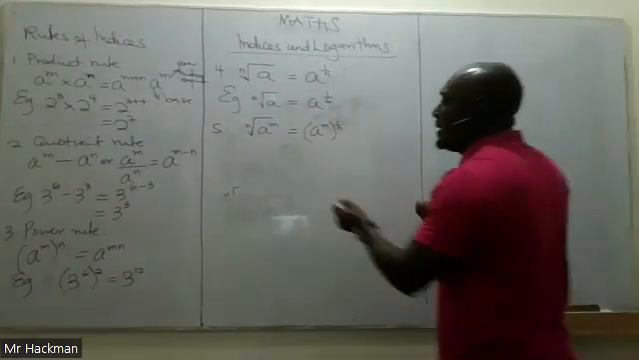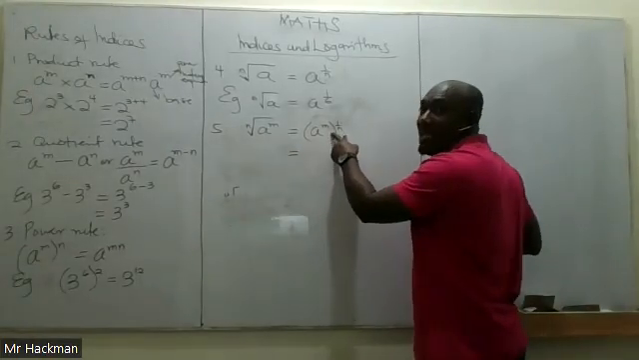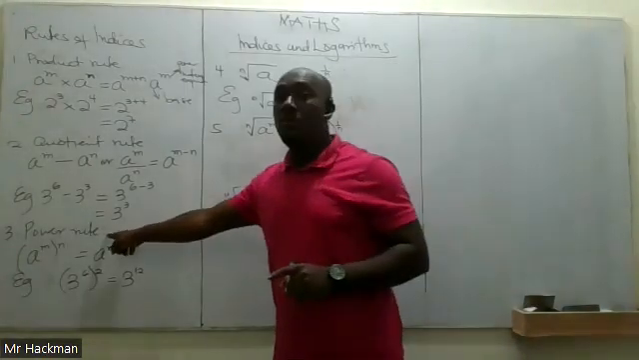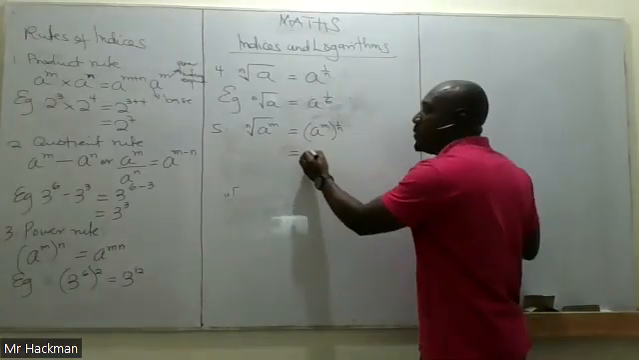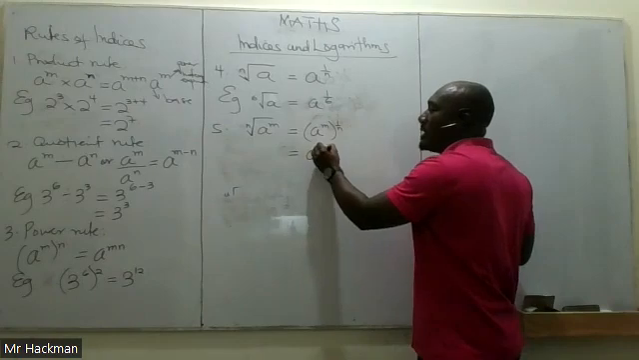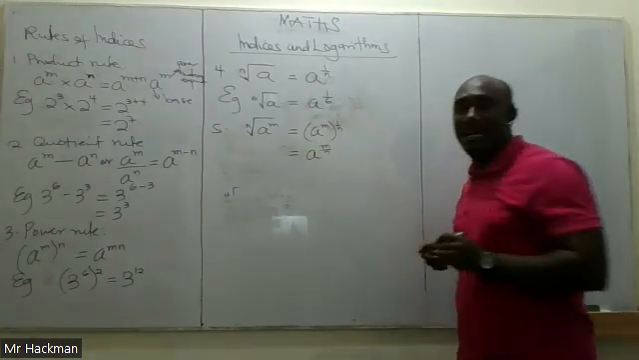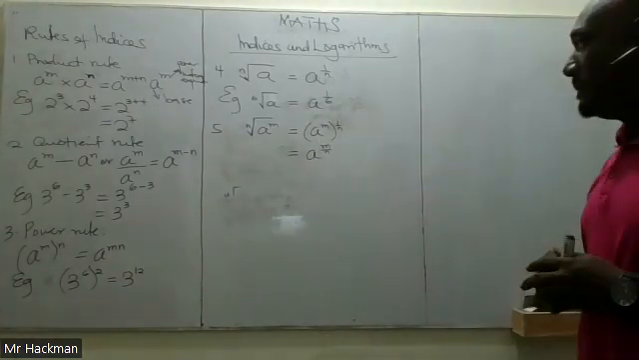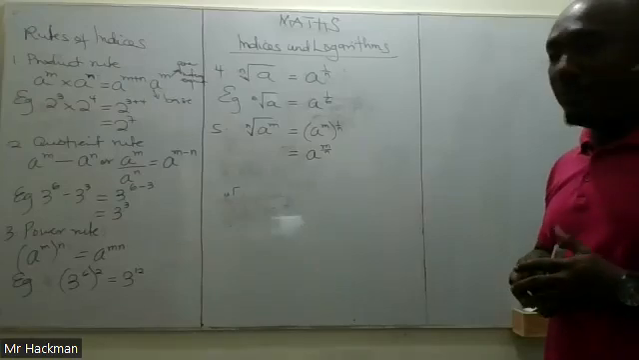So at this point, this has become the power rule. So I can say that this will now be equal to a to the power of m times 1 over n, which will give us m over n. Is that clear? Yes, please. Okay, very good.